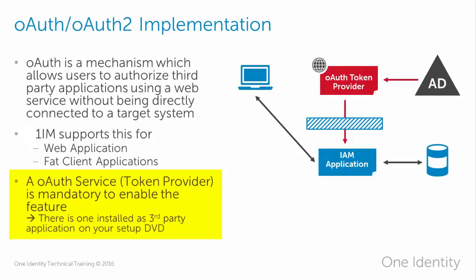What we want to do in this specific video is install a token provider, which comes with an Identity Manager setup DVD, and we will authenticate one of our front ends using OAuth against that specific token provider, and at the end the backbone that authenticates the user will be an Active Directory.